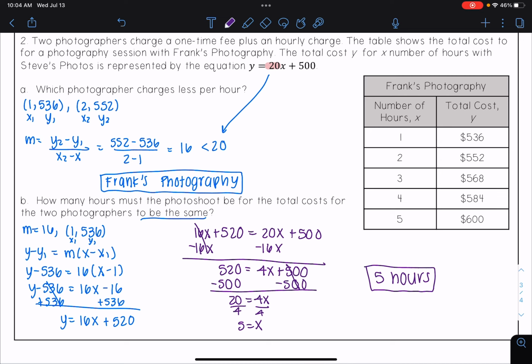And we can always check our work. So I see in my table for 5 hours, Frank's photography costs $600. When I plug in 5 into my equation for Steve's photo, 20 times 5, I get 100. 100 plus 500 also equals 600. So we are good.